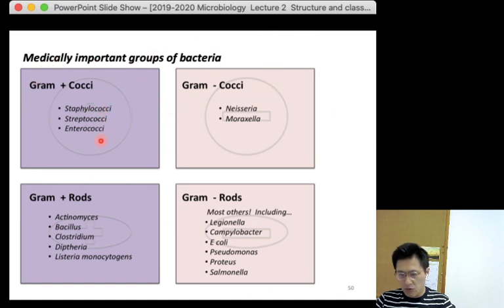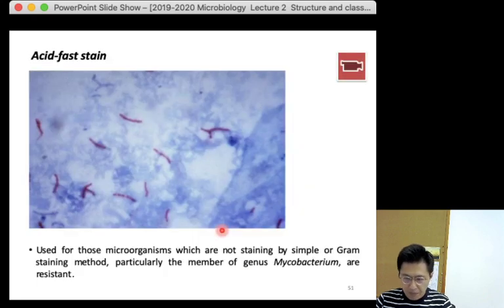These are examples of gram-positive cocci bacteria, and these are gram-positive rods, the rod-shaped bacteria. The right-hand side shows gram-negative cocci and gram-negative rods. In the next lectures, I will tell you about the profiling of the bacteria, for example, Staphylococcus, E. coli, and so on.